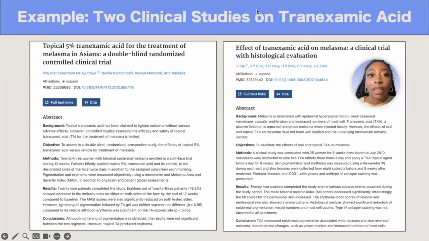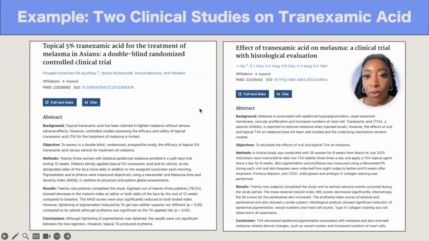In line with the topic of new actives and critically evaluating new actives, on this page, we have an example of two clinical studies on tranexamic acid. And we're going to see that despite this having two clinical trials that look at the topical effects of tranexamic acid, it doesn't necessarily mean that they support the topical efficacy of tranexamic acid as a standalone ingredient.